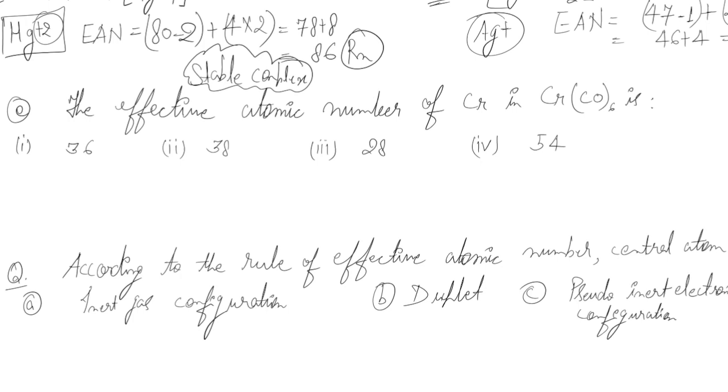All right. Now let's see the next question. The effective atomic number of the chromium in the given chromium hexacarbonyl system. So let's see.